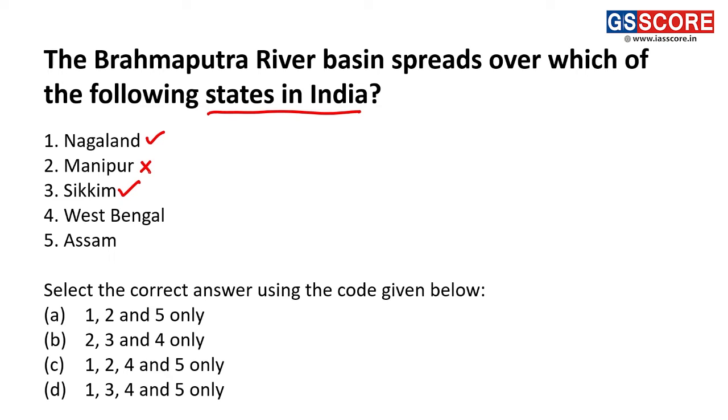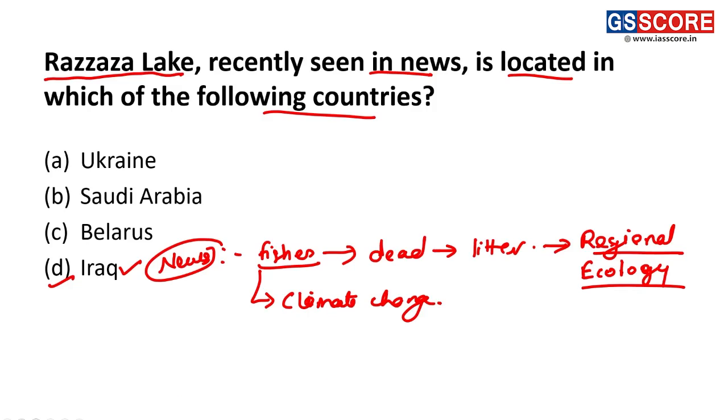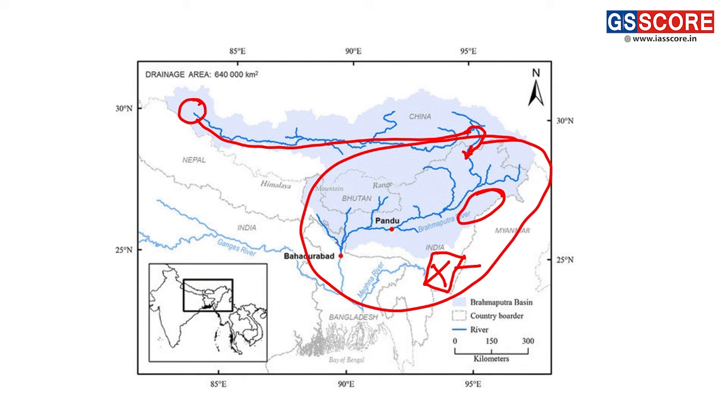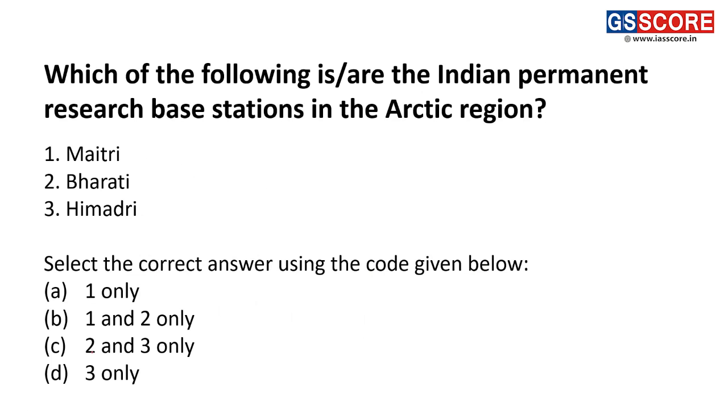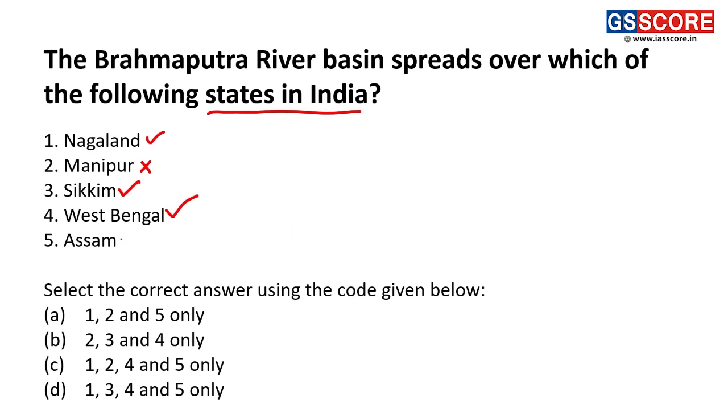Sikkim is also a correct option because from here we can see the origin of Tista and Rangit river taking place. West Bengal is also a correct option because in this part we can see there are some rivers originating from West Bengal and flowing into the Brahmaputra. Now, next option is Assam. Assam is a very important region because through the plains of Assam, the Brahmaputra river is flowing. Thus, making option 2 an incorrect option and the rest of the options correct. So here option D, that is 1, 3, 4 and 5, is the correct answer.